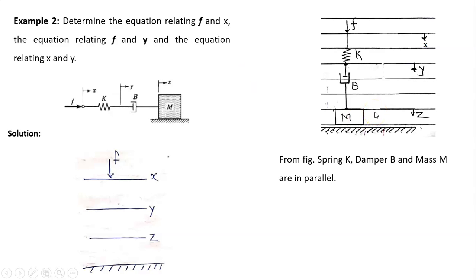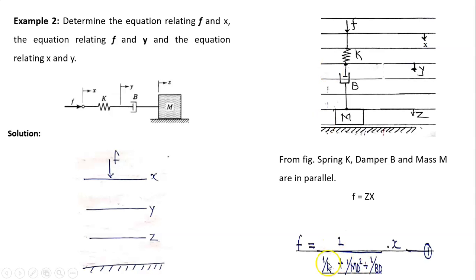Therefore spring K, damper B and mass M are in parallel. Therefore we know that we have to find the equation relating F and X. Therefore F is equal to ZX, where Z is the total impedance of all these elements. Since these elements are in parallel, impedance Z is given by, how do we write impedance of parallel elements? Impedance of parallel elements is given by 1 divided by the addition of reciprocals of the impedances of all the elements.